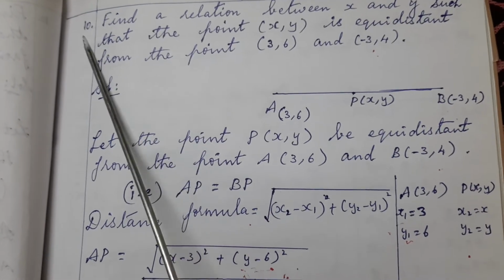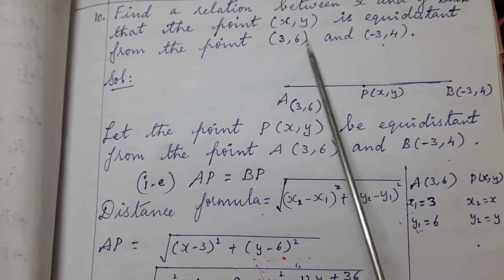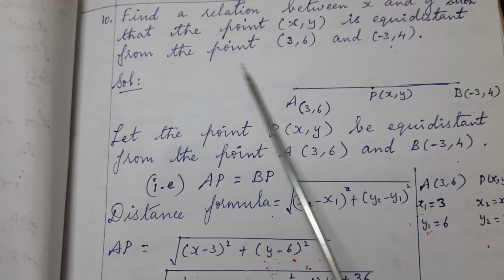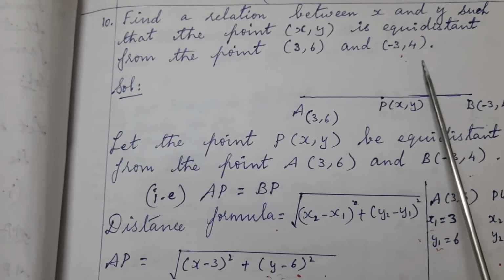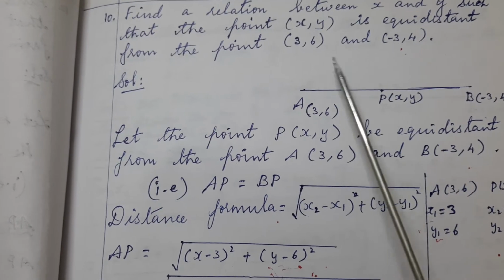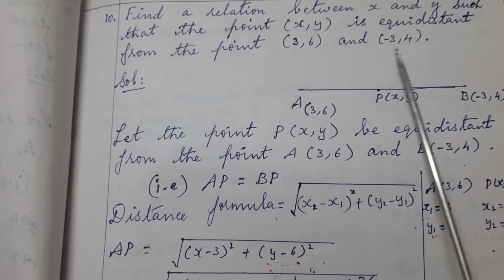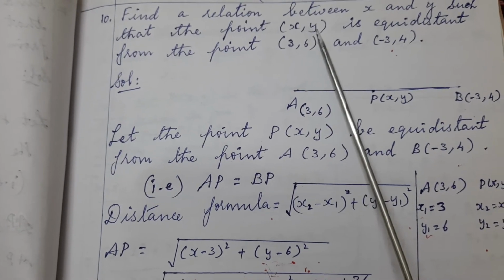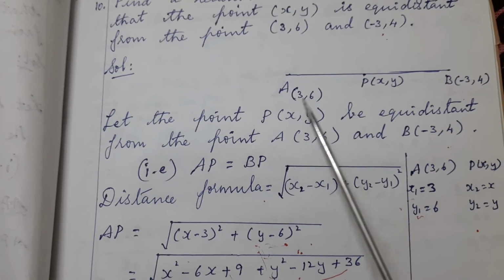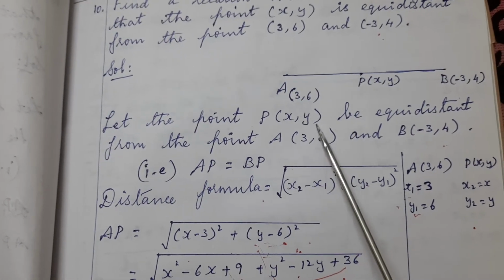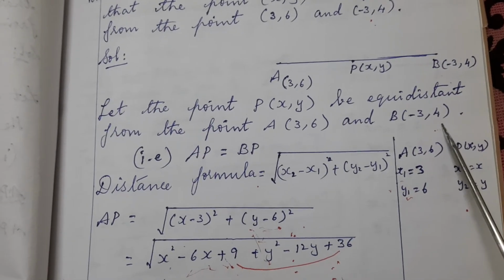Next is the 10th problem. Find a relation between x and y such that the point x comma y is equidistant from the point 3 comma 6 and minus 3 comma 4. Here it is said that 3 comma 6 and minus 3 comma 4, 2 points are there, and in between the 2 points, when you join these 2 points, x comma y is a point which is equidistant from these 2 points. So the solution, we are assuming let the point P of x comma y be equidistant from the point A of 3 comma 6 and B of minus 3 comma 4.